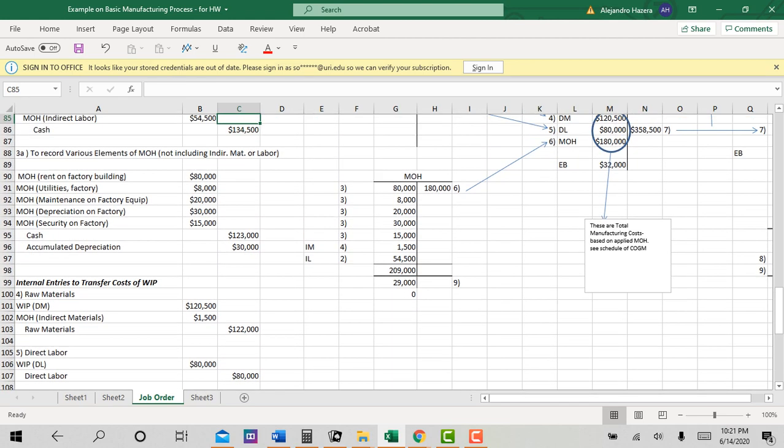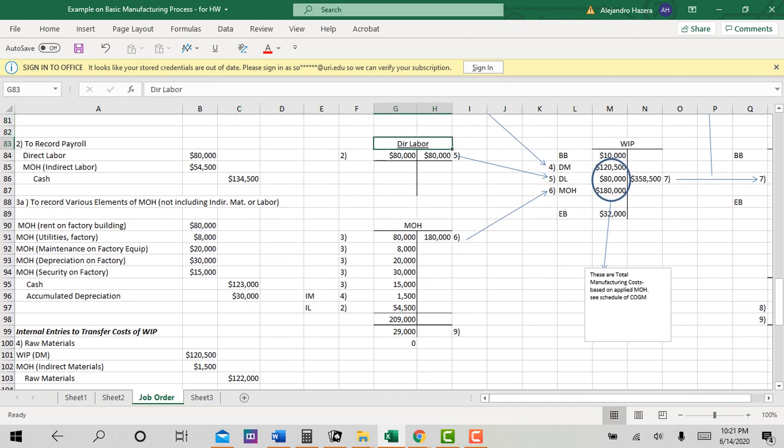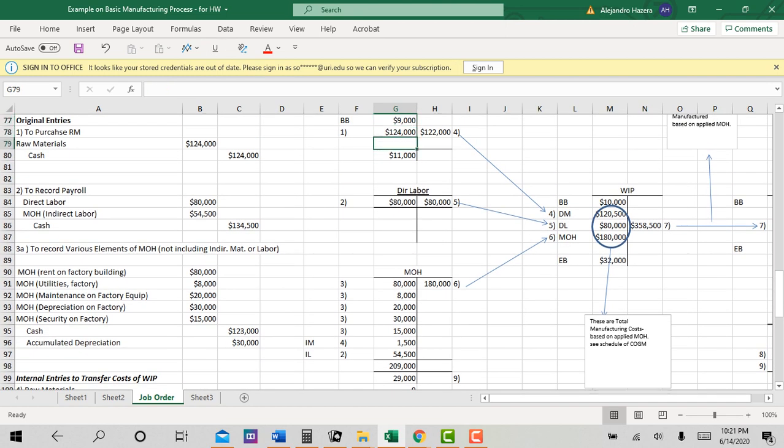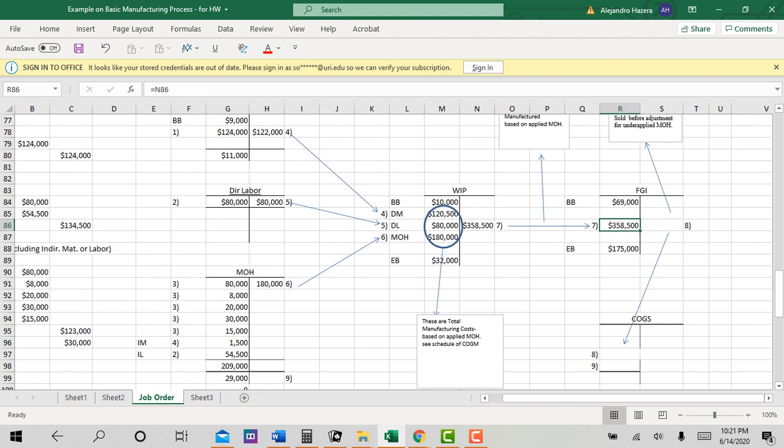Now what's happened here is that you've got 3 types of accounts, and you've added all your production costs, your direct materials, your direct labor, and your manufacturing overhead, and then the cost of goods based on applied overhead is 358,500 that you put in over here. And so the cost of your goods manufactured and finished is transferred from your assembly line into your finished goods inventory. Now the final thing we have to do is sell the goods.